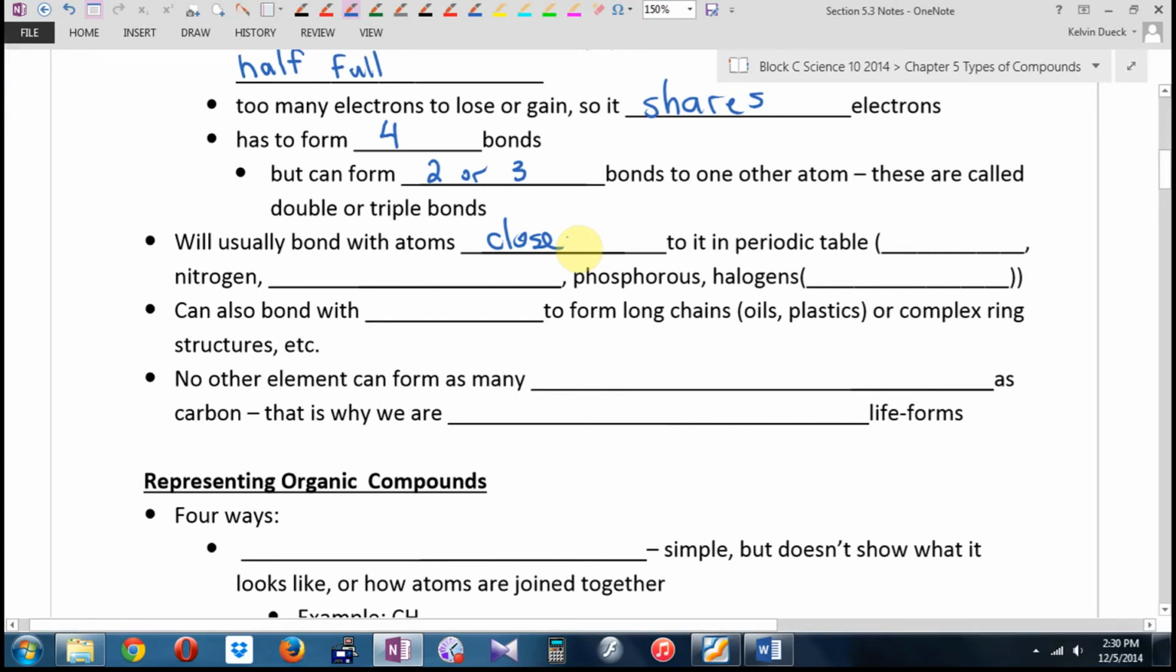What's close to carbon? Well, O2. Although it can bond with a single O as well. Nitrogen, sulfur, phosphorus. All of the halogens, what family number are the halogens? Okay, I'm just going to put number 17, family number 17.